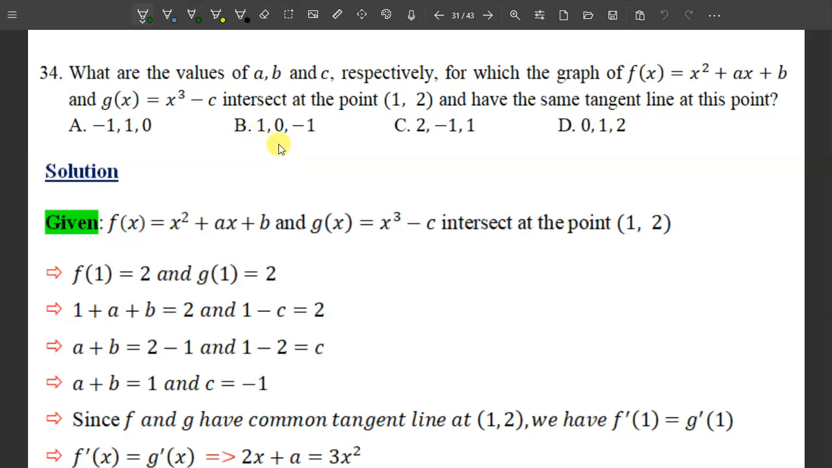Now, first, let us proceed. I'm sorry for some certain disturbance.